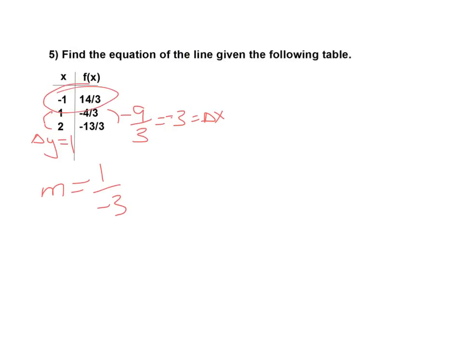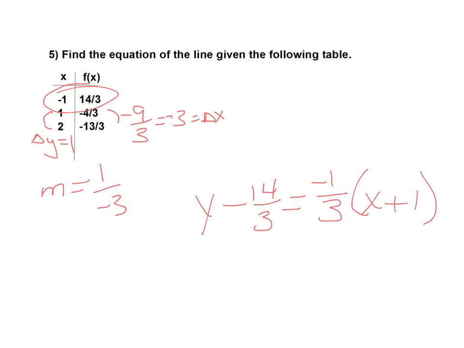I'm going to choose this point just because it's easier to circle since I wrote all over the other two, but you could choose any of the 3 points. y minus y1 equals m times x minus x1. Voila, done.